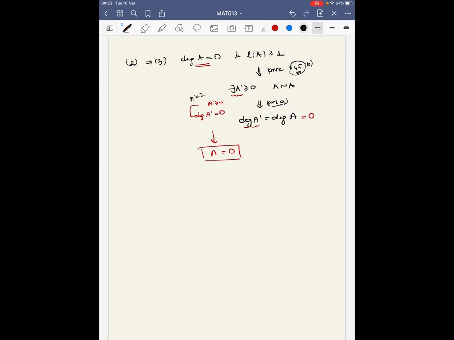Otherwise, since the degrees of the places are always positive integers, we would get a positive degree. And since these two equivalent divisors also have the same dimension, and the dimension of the L space of the zero divisor is 1, we get the desired result.